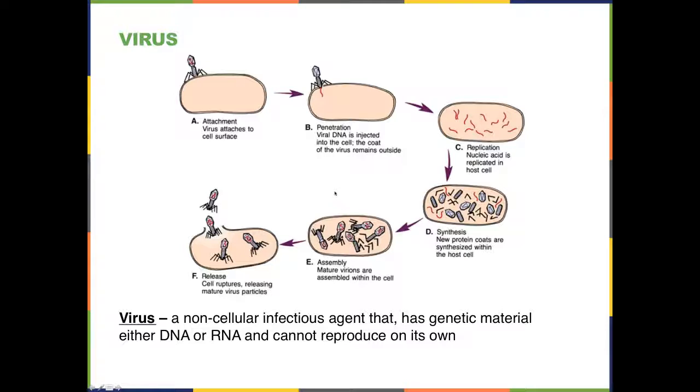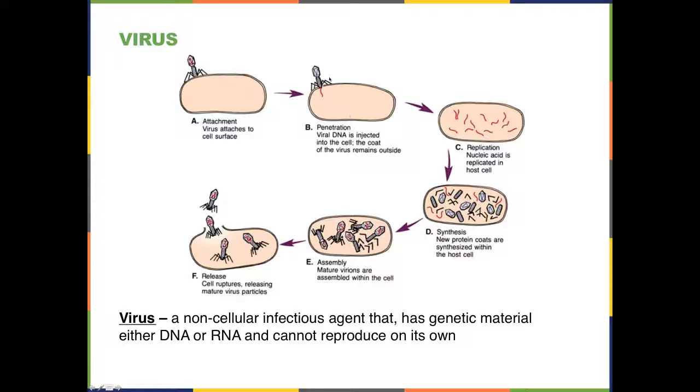So this shows how this happens. The virus has to attach itself to a cell, and this attachment is very important. One of the reasons why I'm emphasizing it is because one of the ways we fight off viruses is we prevent them from attaching to the cell. Then it penetrates the membrane, and the viral DNA is injected into the cell, and it makes its way into the nucleus.